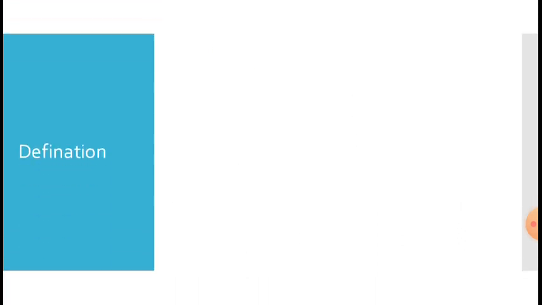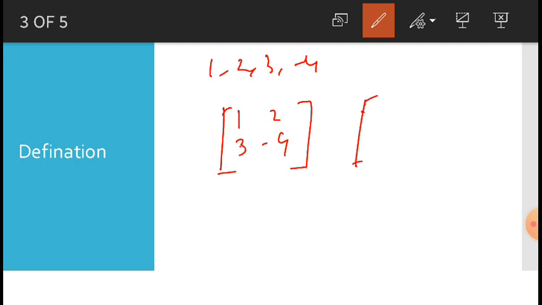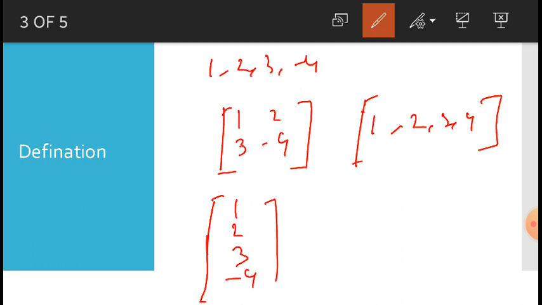Now coming to the next point: what is the definition of a matrix? We consider some elements and arrange them in rows or columns, and that is called a matrix. Like we can arrange some elements, like 1, 2, 3 and -4. There are various ways of arranging them, and each arrangement has a different meaning. We can arrange it as 1, 2 and 3, -4, or as 1, 2, 3, 4, or as 1, 2, 3, -4. This is minus 4.